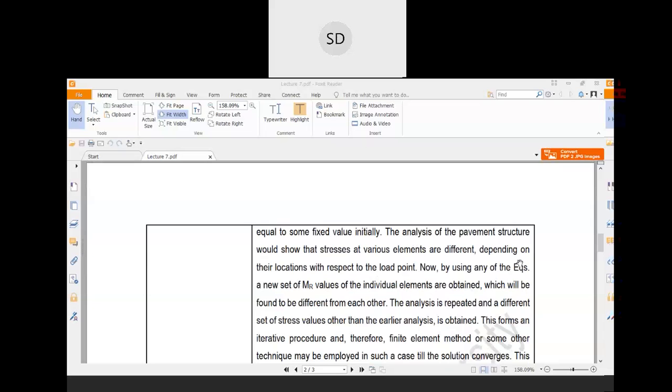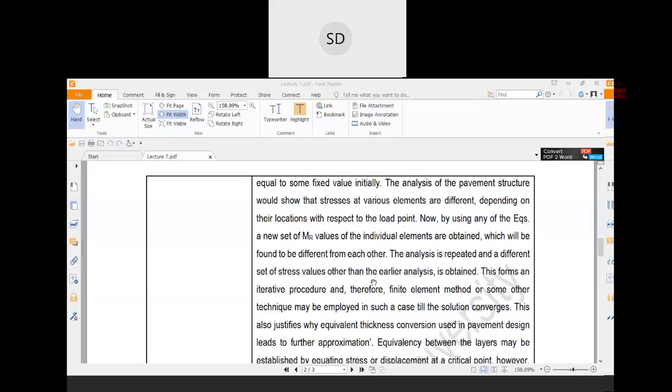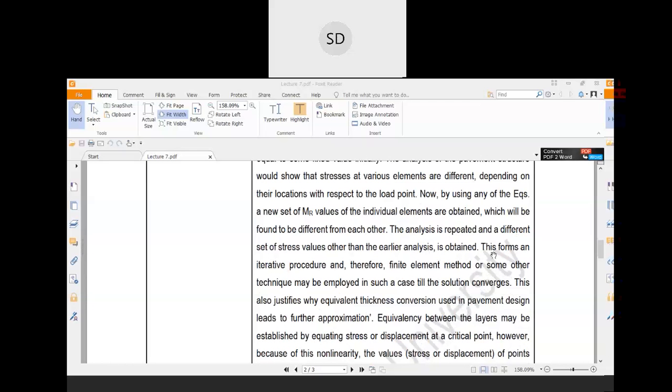Now by using any of the equations we have discussed, or any other equation, a new set of MR values of the individual elements is obtained, which will be found to be different from each other. Initially you assumed that the MR value throughout the material would be similar, but after you apply the load, you find using that equation that the MR values are changing. Then you again get a new set of MR values. Similarly, you repeat the steps and find another new set of MR values. So this analysis is repeated and a different set of stress values from the earlier analysis is obtained. So this forms an iterative procedure. Iterative procedure means trial and error procedure.